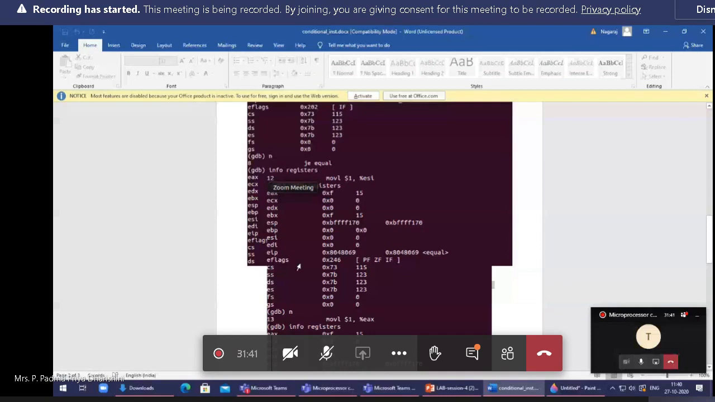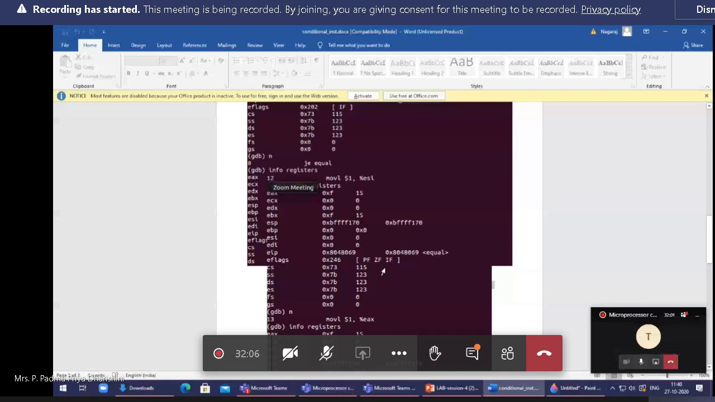The meaning of this is the parity flag is set. P stands for parity, F stands for flag. Parity flag is set. ZF, Z stands for zero, F stands for flag. Zero flag is set, and IF, interrupt flag, is set. So we can see that the result of the compare instruction is 0.